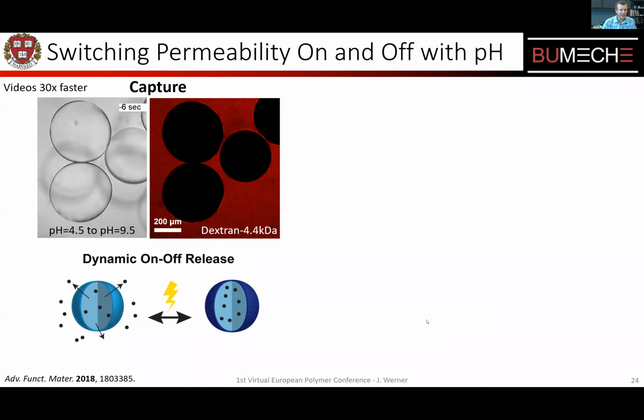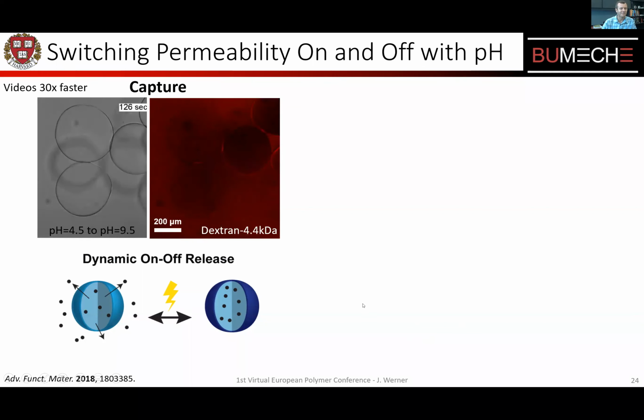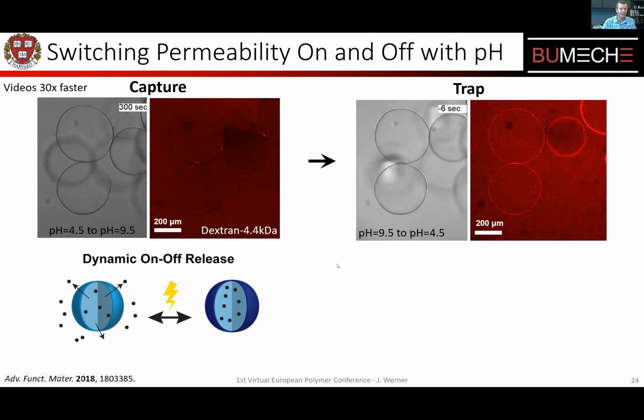Now, how fast that change happens is, of course, of interest if we think about capturing, trapping, or releasing molecules. So here is a fluorescent video, taking over 3 minutes, where we take capsules that are not filled with a 4.4 kilodalton fluorescently labeled dextran, and we switch the pH from 4.5 to 9.5. And you can see that the diffusion happens within the first minute, and the filling of these capsules, fairly thin shelled in this case, is done within a couple of minutes. Now, is that process reversible? Can we take these capsules and turn the pH back to low pH to trap the molecules we just captured in our capsules?